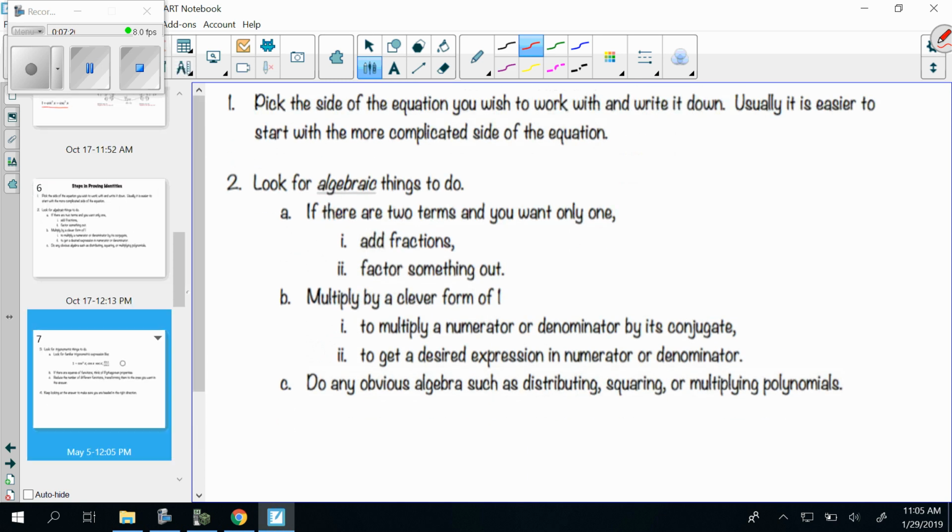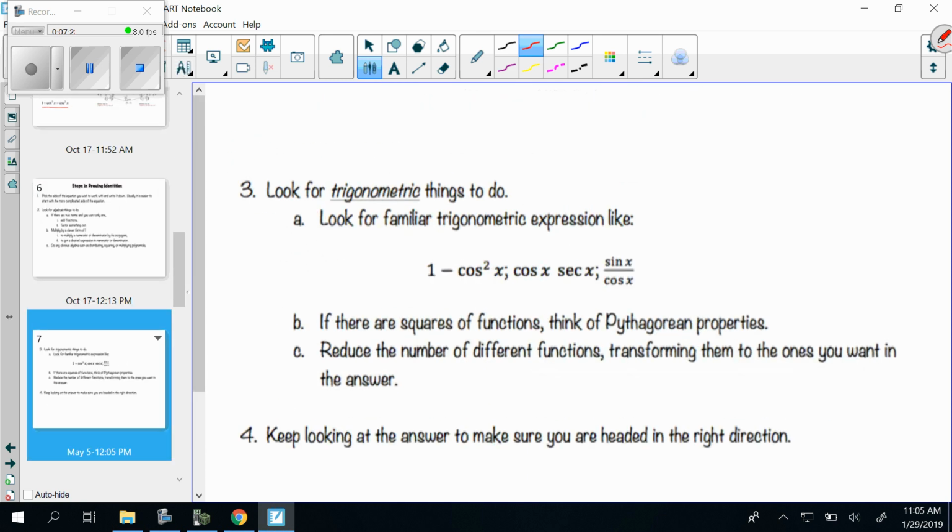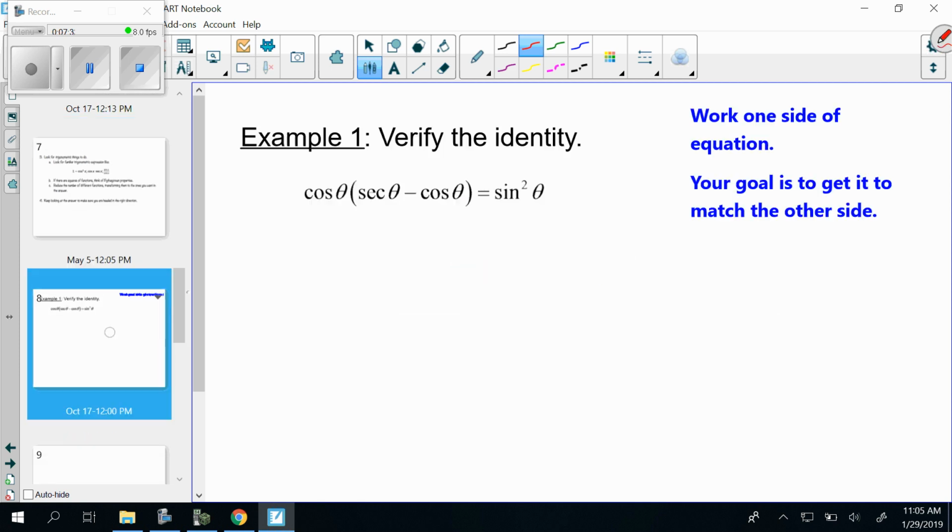Some other stuff to do. Look for some of those reciprocal functions or the Pythagorean one, and then at the end try to reduce and make things look the same. The big thing in these is a lot of times it's just trying to get stuff in terms of sine and cosine. And so this first example, we want to show that what's on the left here equals what's on the right. So first thing that usually is easiest to do, write things in terms of sine and cosine.